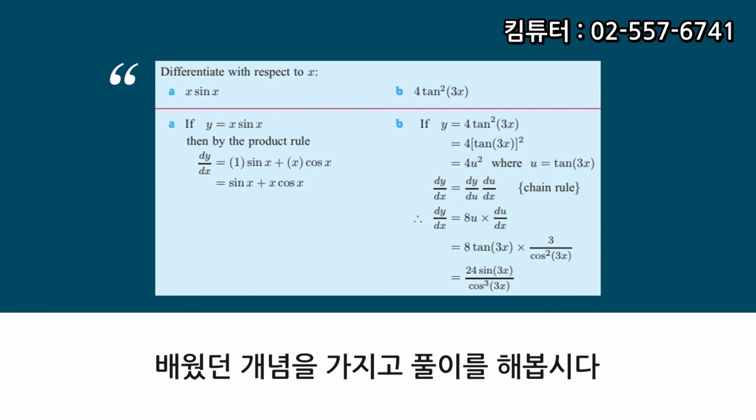Differentiate with respect to x for x sine x, as well as for tangent squared 3x. For part A, we simply have to use the product rule to get sine x plus x cos x. And for part B, it's a little bit more complicated, where we have to set u equals tangent 3x, and utilizing the chain rule, we are finally able to get 24 sine 3x over cos cubed 3x.